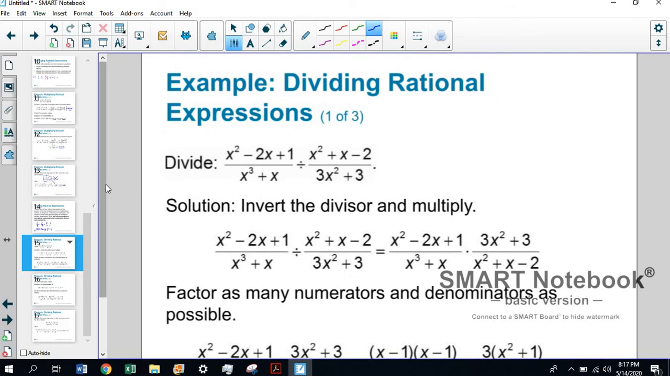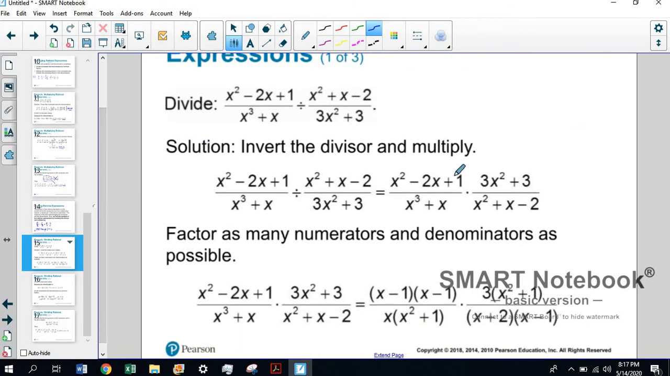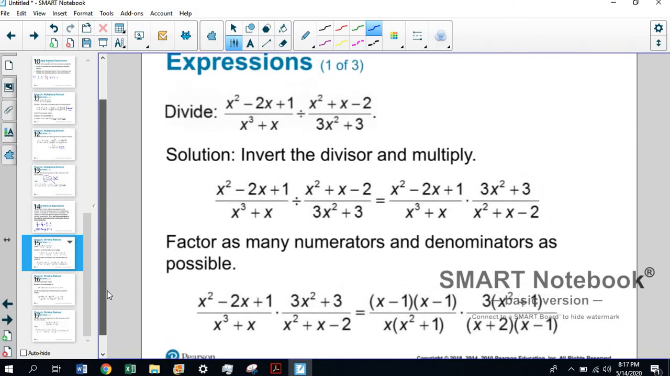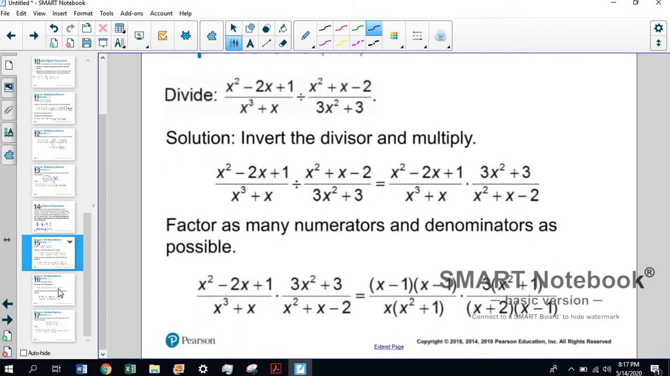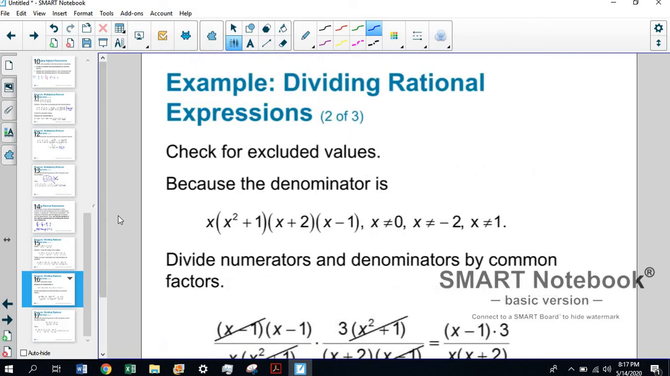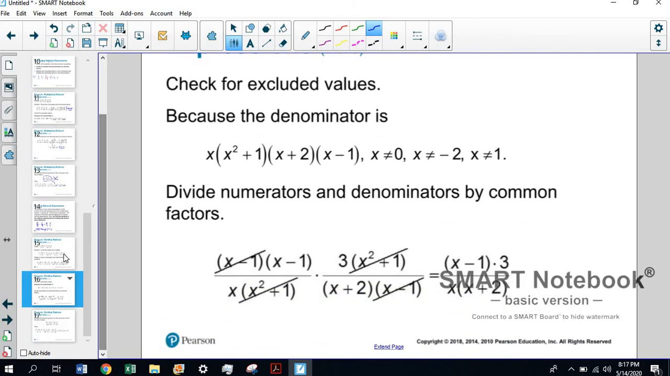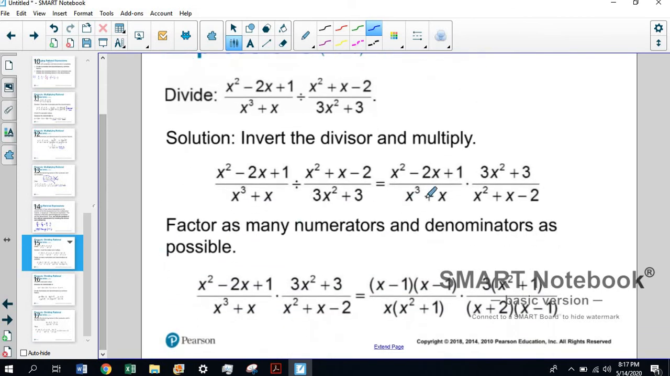Okay, so you factor. You want to flip it over. First things first is flip it over. Division becomes multiplication, and you flip the second term, the second fraction. All right. Then we factor as much as we can. Okay, I'm going to go to the next page so you can see it clear. Okay. Well, maybe not. All right, so we factor here.